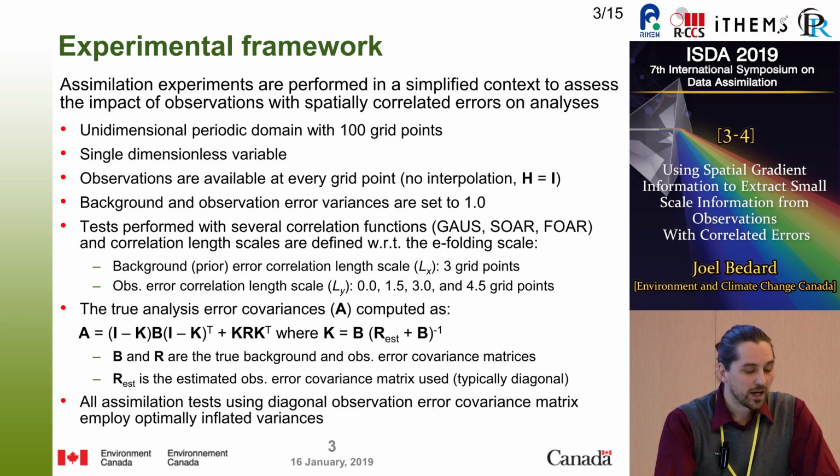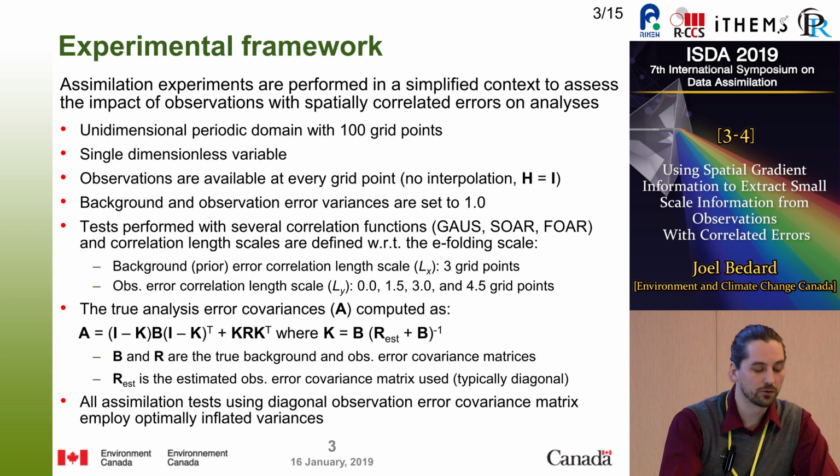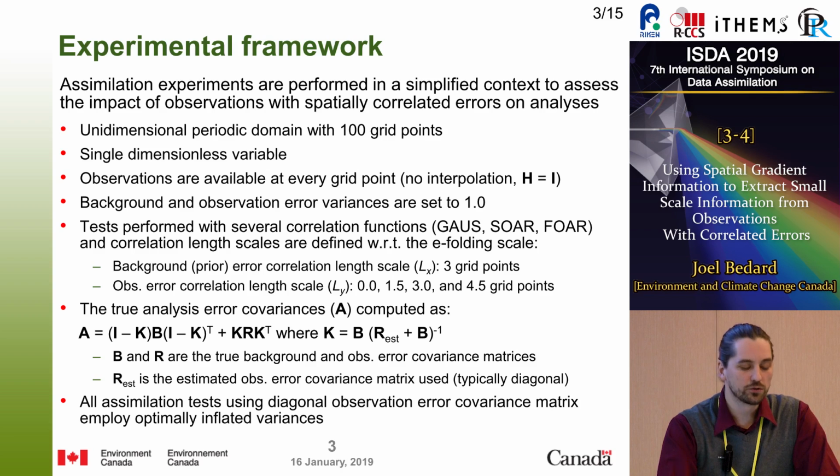In my experiments, I set the background and observation error variance to 1, and I tested several correlation functions: the Gaussian, and first and second order autoregressive functions, and the correlation length scales are defined with respect to the e-folding scale. The background error correlation length scale is set to 3 grid points, and the observation error correlation is varied from 0 to 4.5 grid points. Beware that most of the graphs I will show today are based on the worst case scenario, the most difficult one, so that we can visually assess the difference between the methods.